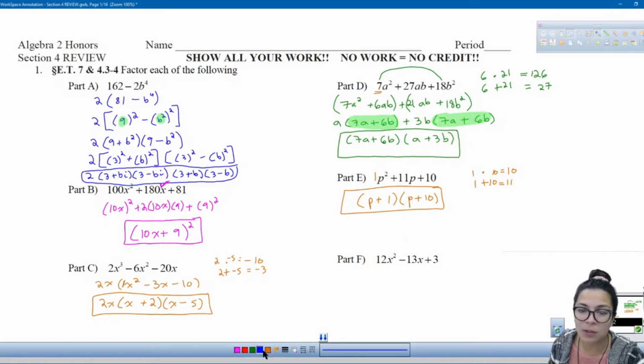And then last question, part F. So on this one, I cannot divide out 3, so I need to rainbow over. So there is a coefficient here. 12 times 3 is 36. And we need to add to -13. So we need to multiply to 36, add to -13.